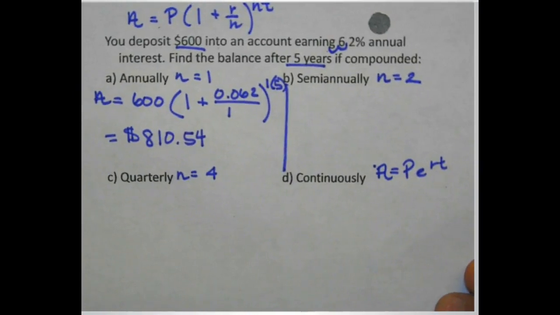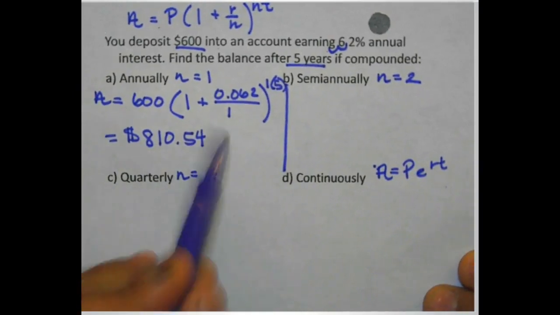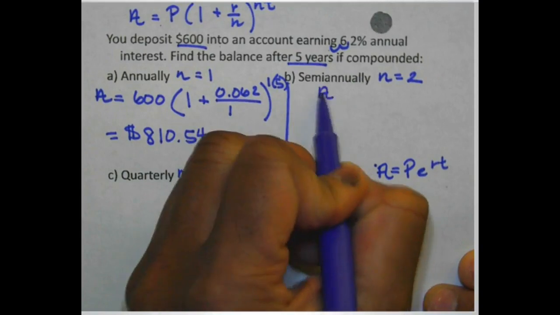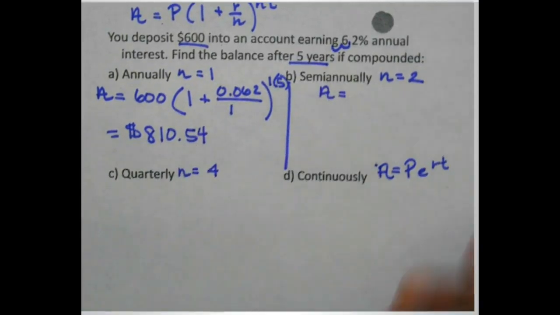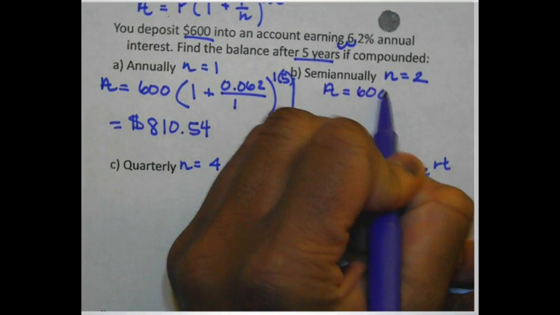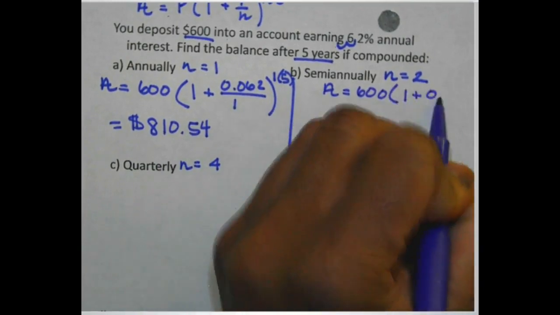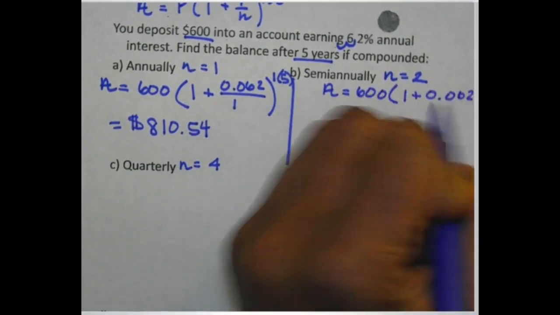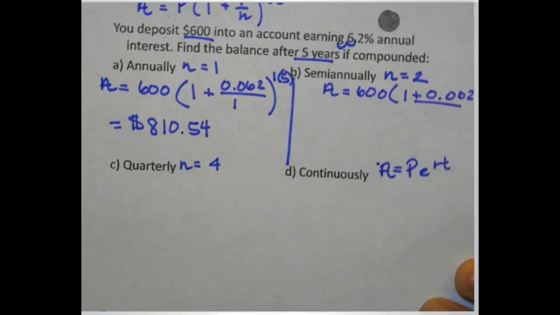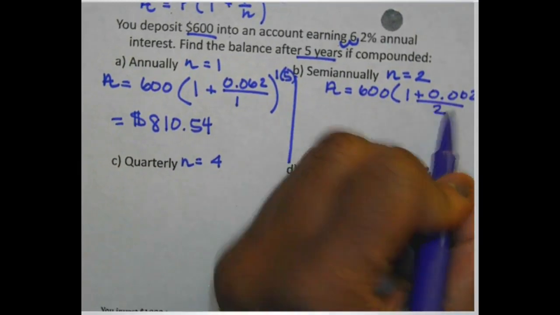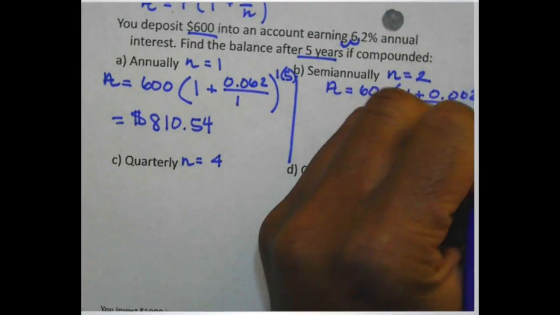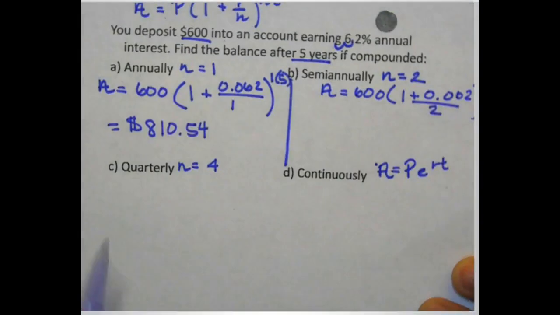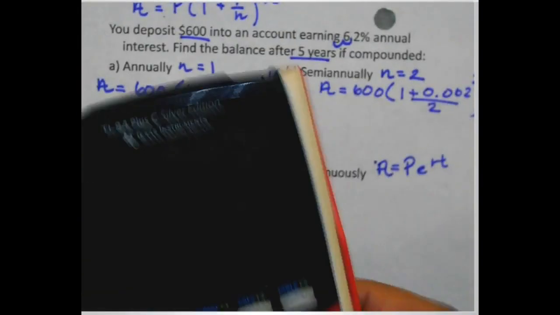Or he. Semi-annually. So you're going to do the same thing, except now you're going to have 600 times (1 plus 0.062 over what this time? Well, n, so that's going to be 2). And then this will be 2 times 5. A little bit of a concern, so I just want to make sure that you're okay with the calculator part.